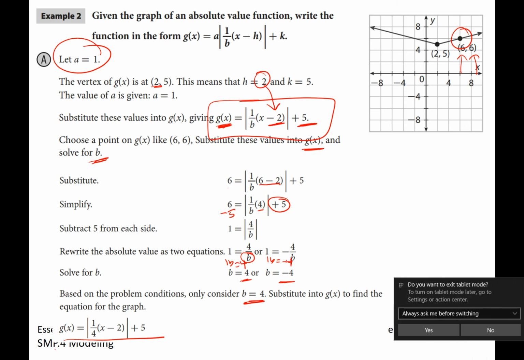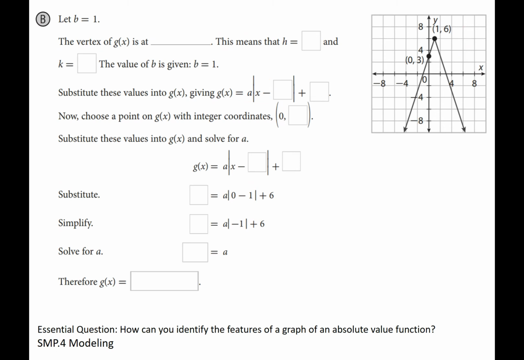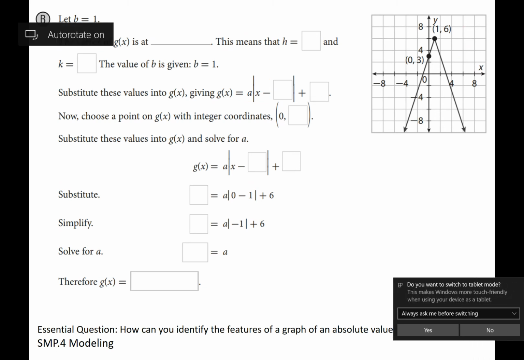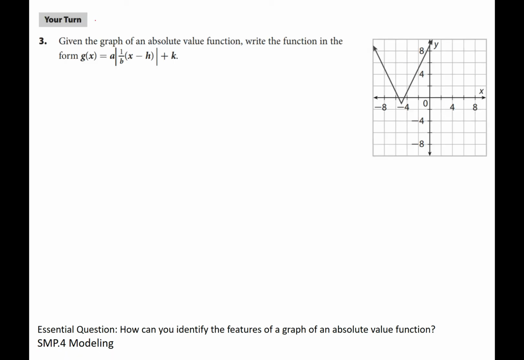All right. I think we've got 3 more to do. Okay, so now we're going to step through it with their little skeleton here. So this time they're letting b equal 1.